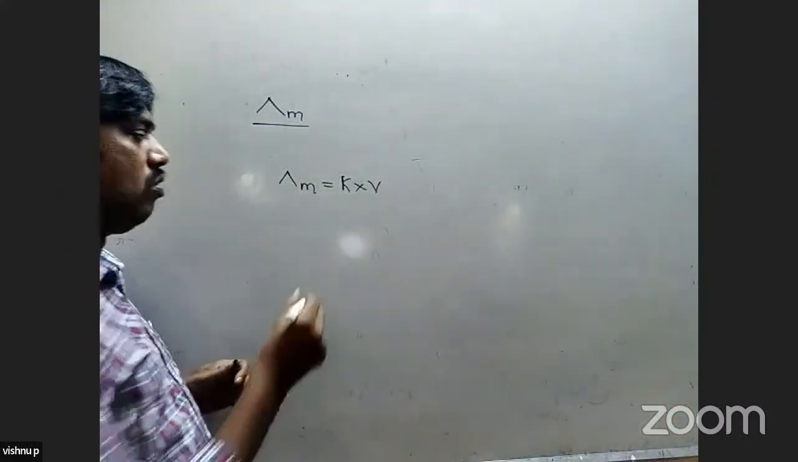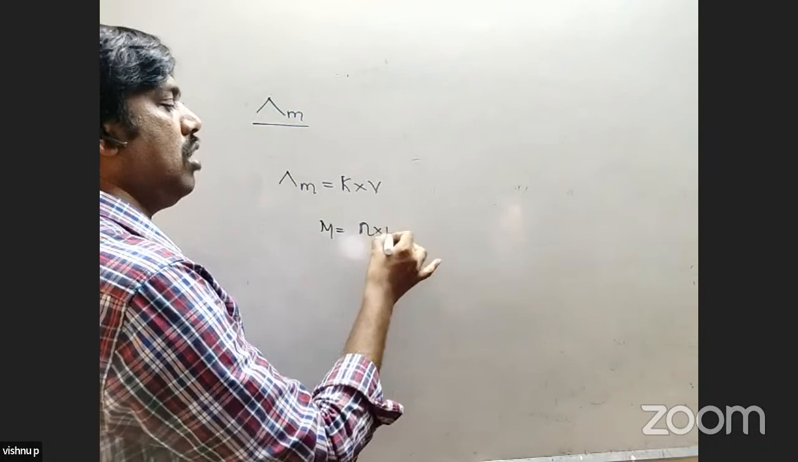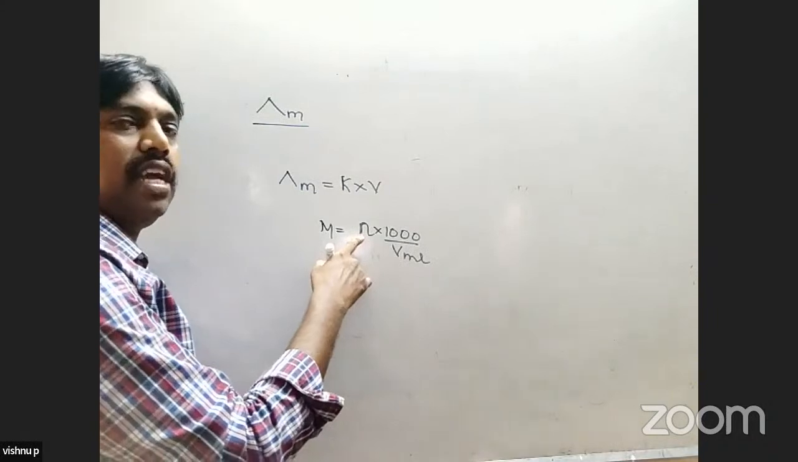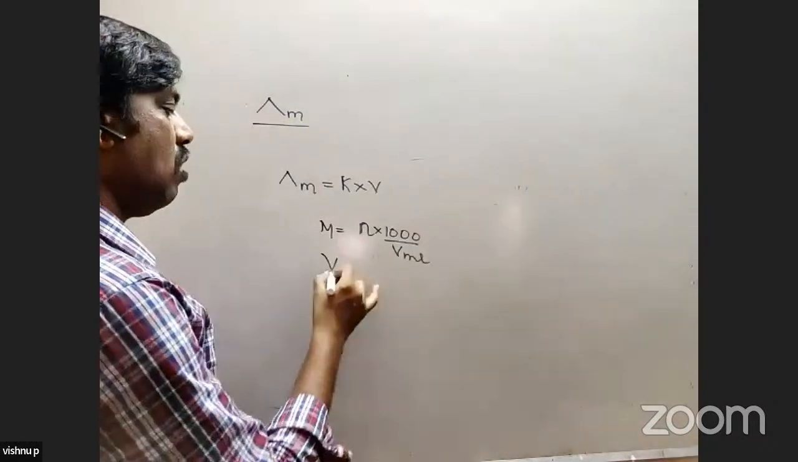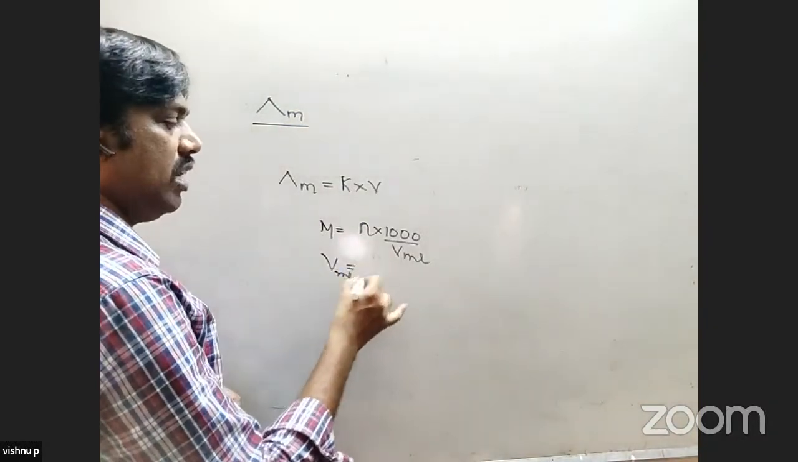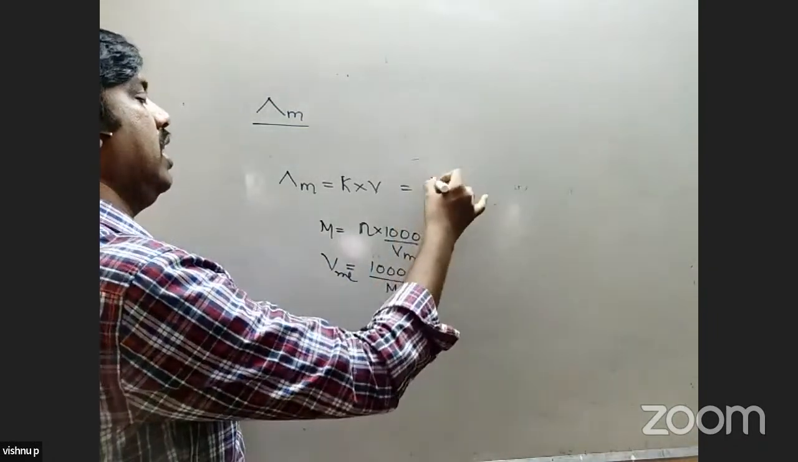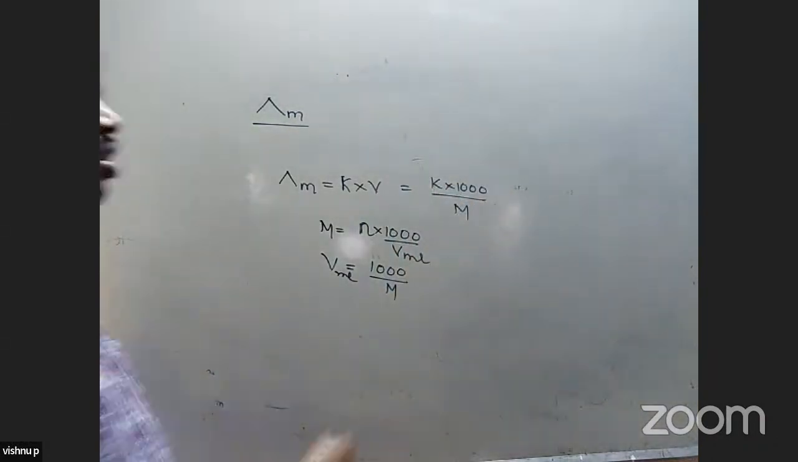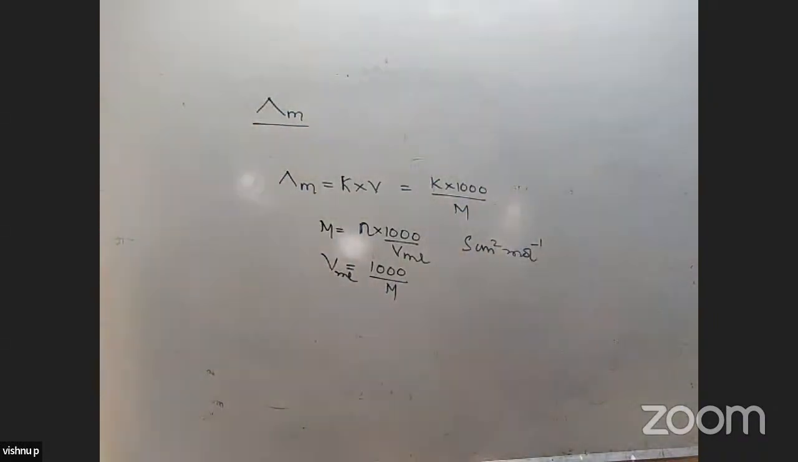So if you use 1 mole of electrolyte, what is the molarity? Molarity is number of moles into 1000 by volume in milliliters. Here n is equal to 1 mole of electrolyte. Then volume in milliliters is equal to 1000 by molarity. So we can write K into 1000 by molarity. What are the units? Siemens centimeter square per mole, reciprocal of moles. This is called molar conductivity.